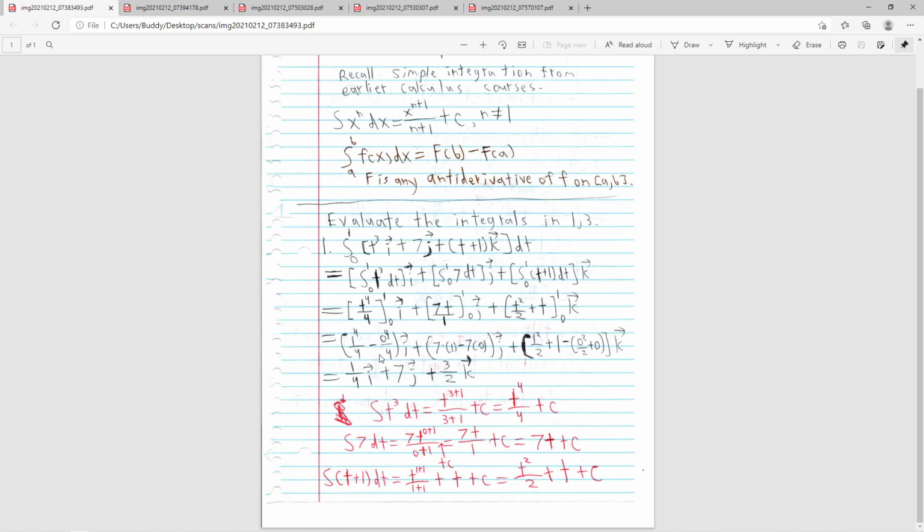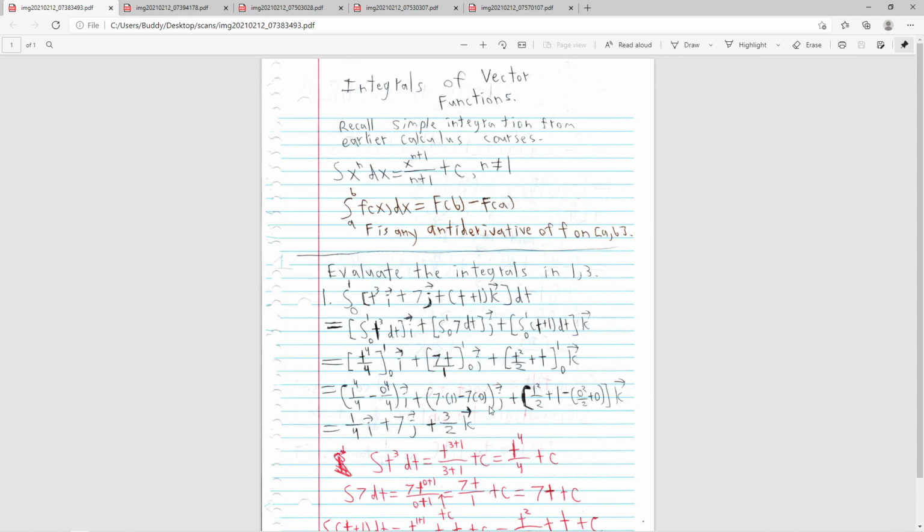In the end, you plug in 1 and 0 and subtract, when t equals 1 and t equals 0, the expression inside. Of course, i, j, and k are kept from the beginning in the same place. Then you get 1/4 i plus 7j plus 3/2 k. Generally, it's just definite integration here. 1 to the 4th power divided by 4 minus 0 to the 4th power divided by 4 is just 1 to the 4th, which is 1, so it's 1 divided by 4.